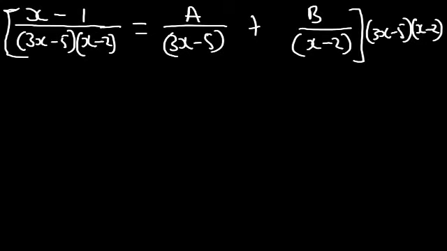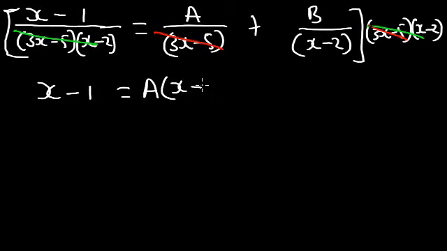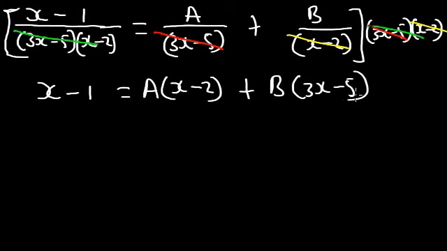So now just like before, I'm using green color to cancel this. So that's 3x minus 5 multiplied by x minus 2 cancels out. And for the red color, 3x minus 5 cancels out 3x minus 5. And left over is x minus 2. So x minus 1 equals a multiplied by x minus 2. Then we have the positive sign. So for the yellow color, x minus 2 cancels out x minus 2. Left over is 3x minus 5. That is b multiplied by 3x minus 5.